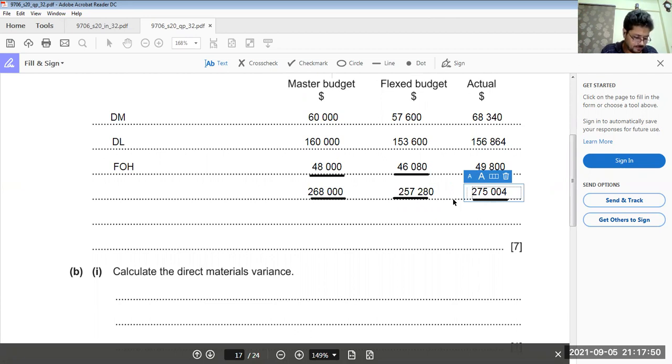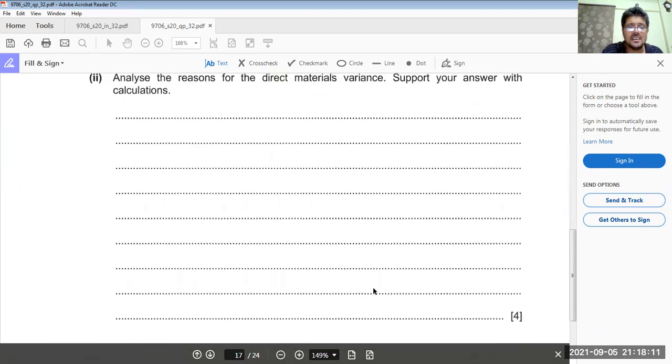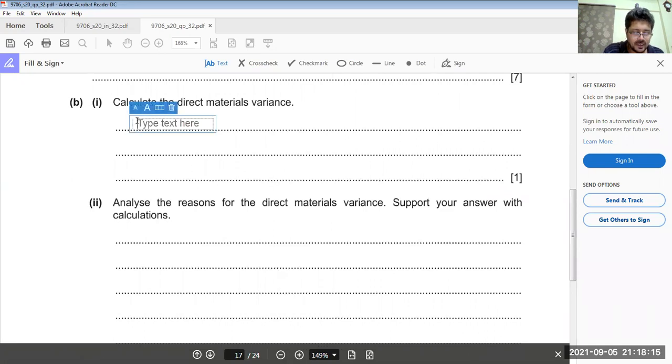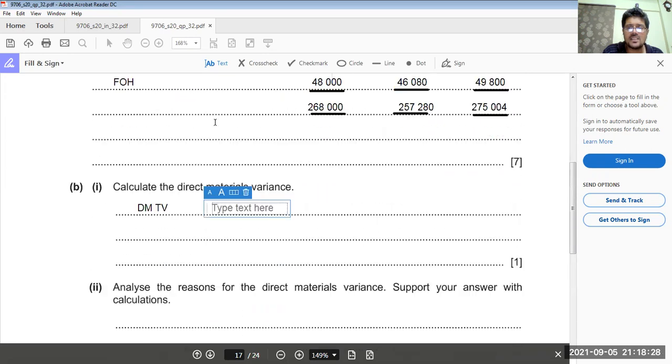Now, calculate direct material variance. Now, direct material total variance. Direct material total variance is going to be calculated how? Now, see, actual is how much? 68,340 actual spend minus flex budget, which is 57,600. So total variance is 10,740 adverse. Okay.